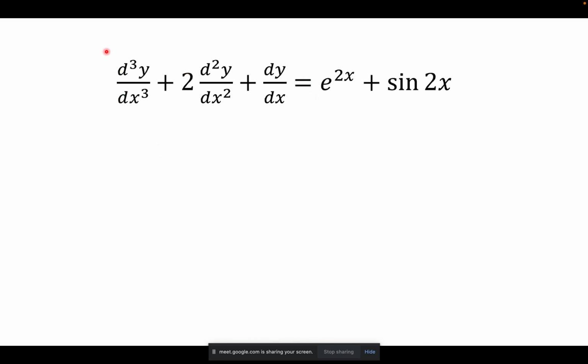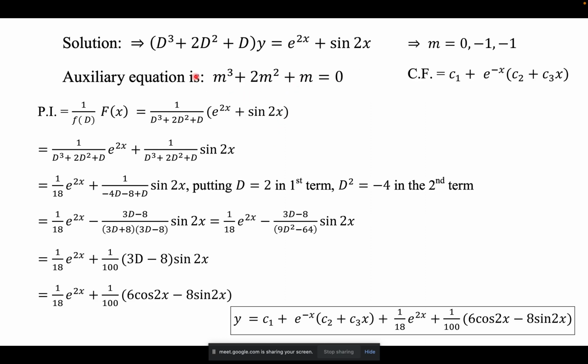If you try to find the complementary function of just the homogeneous part, what will you have? You have m cube plus 2m square plus m is equal to 0, right? Now if you solve this auxiliary equation, you have m is equal to 0, m is equal to minus 1, m is equal to minus 1. If you put all three values in, it will satisfy this auxiliary equation.